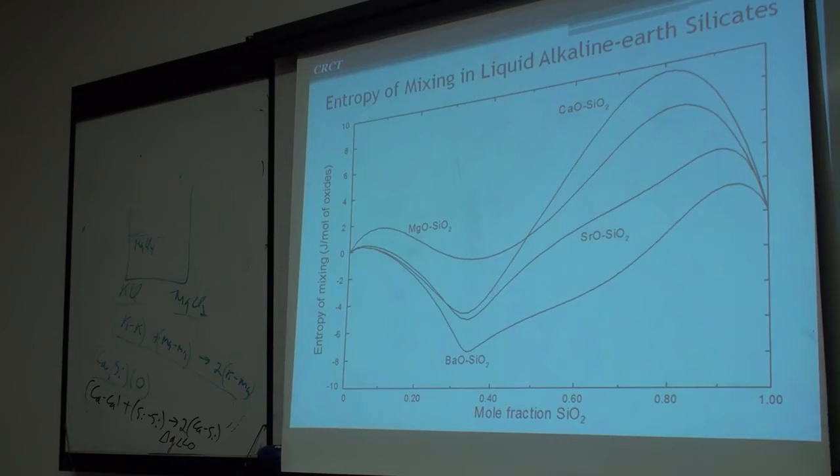The entropy of mixing is the same sort of thing. You see your minimum in the entropy around 33%, as you might expect, and again, it tends to be stronger. The calcium, strontium, barium has stronger complexing than the... See, now the entropy of mixing actually seems to go negative. It really does go negative.